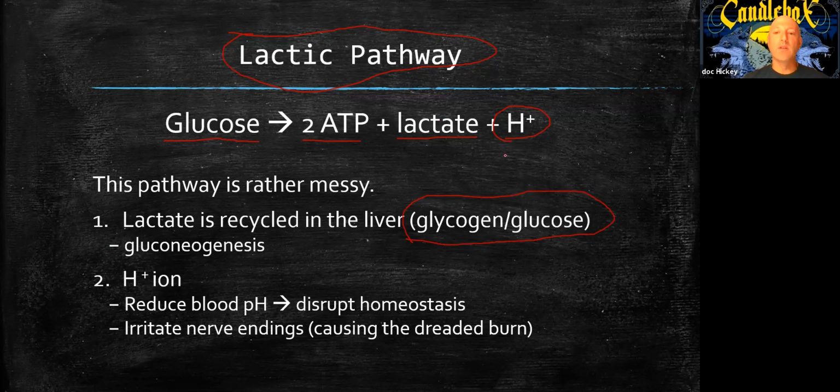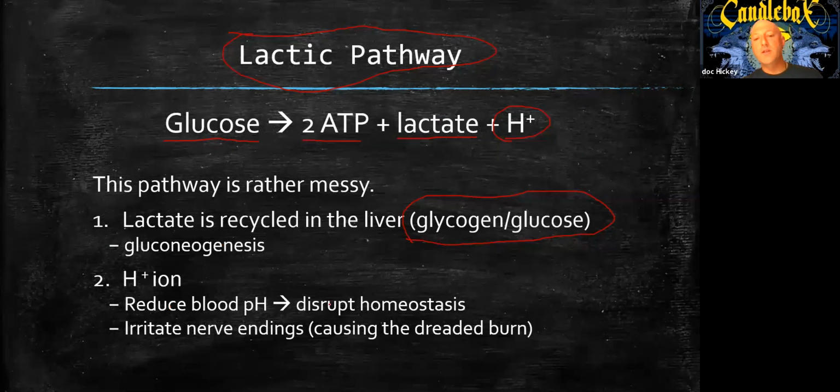The other thing we take a look at is this hydrogen ion. What this hydrogen ion does, first thing, is it reduces the blood's pH. This disrupts homeostasis. Homeostasis is a constant, stable environment. The body likes homeostasis. The body doesn't like dropping pH levels. So the blood pH drops. That's going to interfere with metabolism.